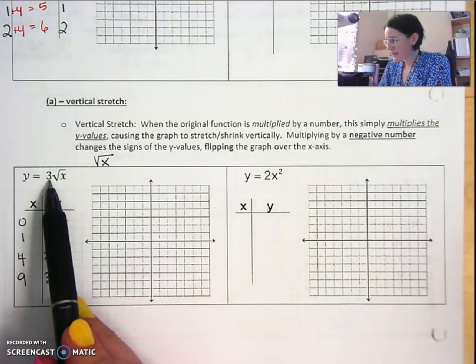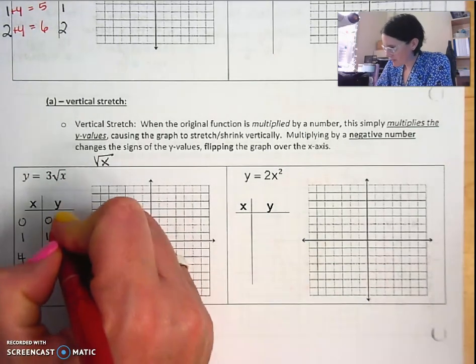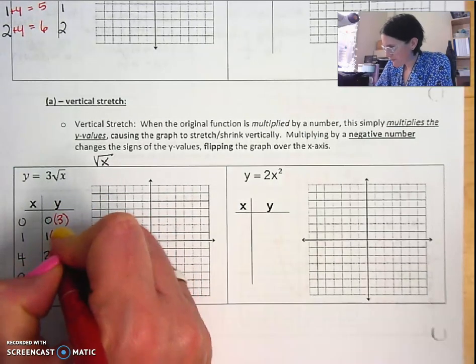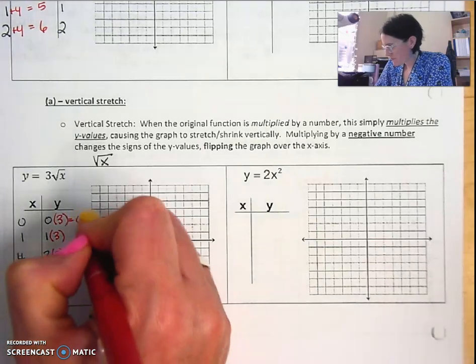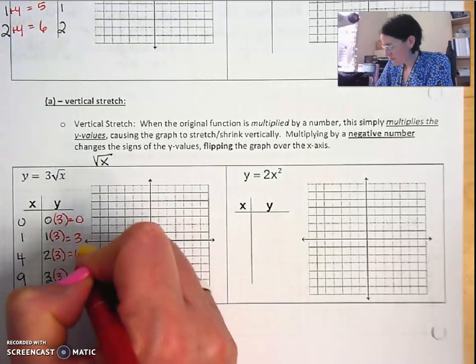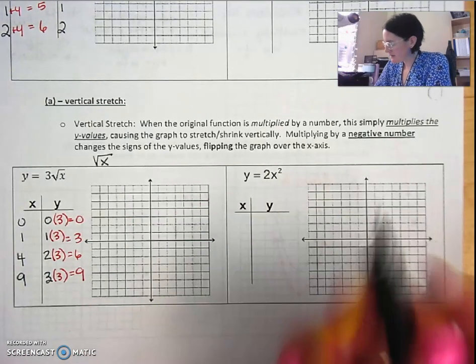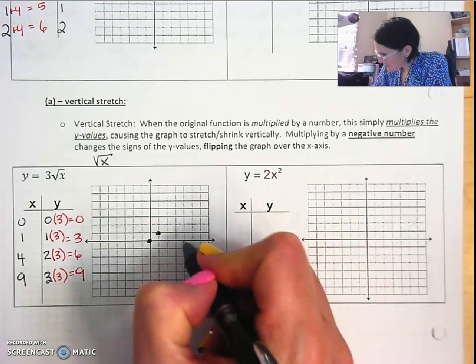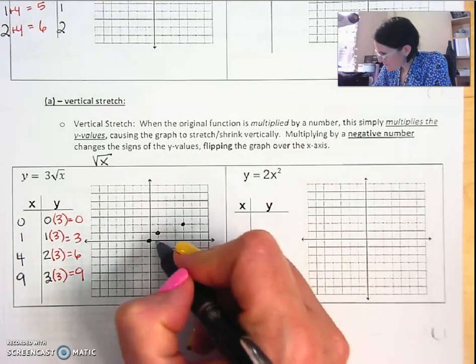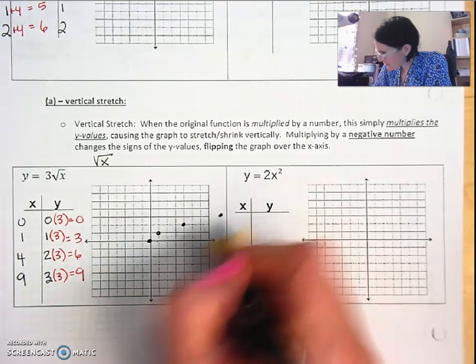And when we are multiplying by 3 on the outside of the function, that is going to change my y values. So I take the original y's and multiply all of them by 3. So I have 0, 3, 6, 9. Here's my parent graph. Somewhere out here.